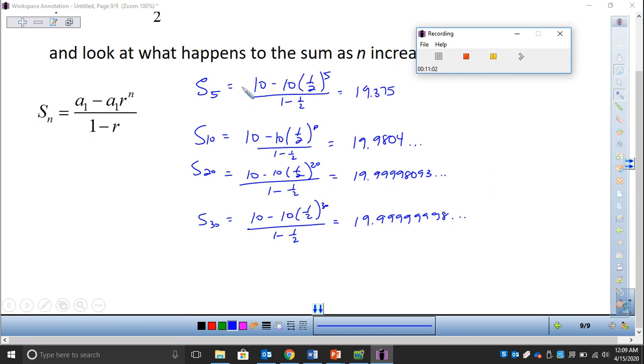So there's those values plugged in. There's S sub 5, 19.375. Again, I'm adding more terms. S sub 10, 19.9804. Adding more terms. S sub 20, 20 terms this time, 19.999. So as we talked about on that previous slide, as we add more and more terms, add more and more things to this sum, our number is increasing. Now the amount it's increasing by is getting smaller, and we're going to do one last one.